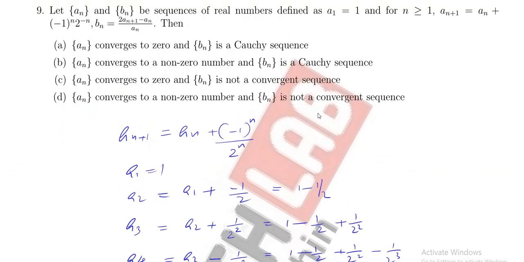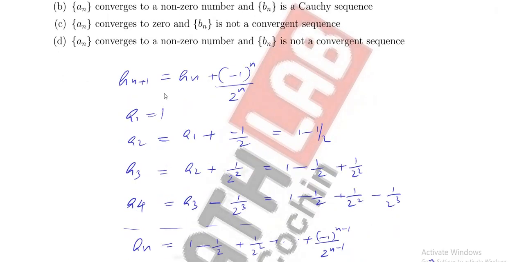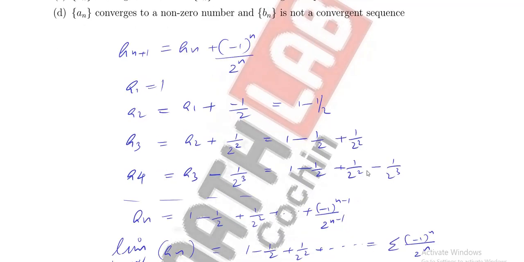So two sequences are given, an and bn, sequences of real numbers. a1 is 1, and an plus 1 equals an plus (minus 1) all to the power n by 2 to the power n. So first let's find out what an is. a1 is 1, right? a2 is a1 plus minus 1 by 2 by definition, so it's 1 minus 1 by 2. Now a3 is going to be a2 plus 1 by 2 square, so it's 1 minus 1 by 2 plus 1 by 2 square. So a4 is 1 minus 1 by 2 plus 1 by 2 square minus 1 by 2 cube.